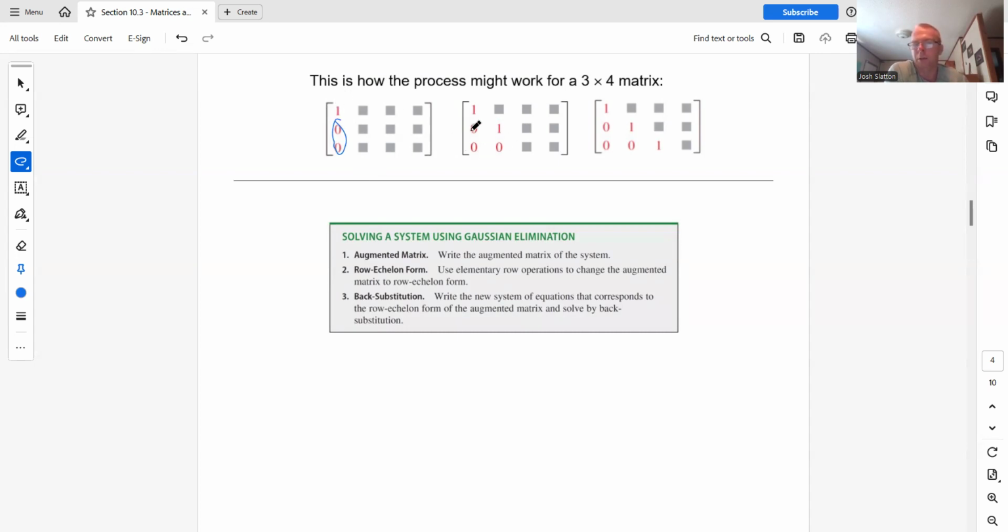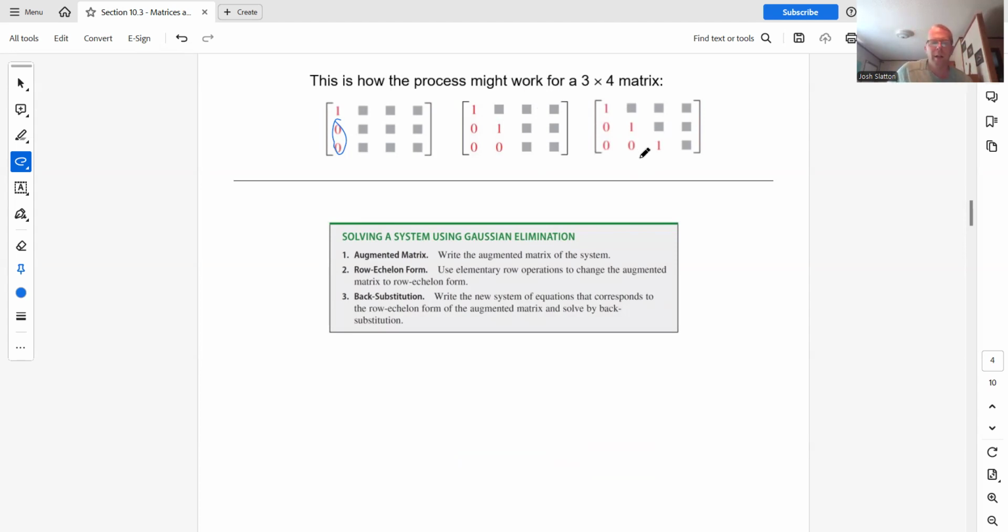Then after you get these two to be 0, you want to work on the second column and get that one to be 0. And then after that, you want to get that leading entry to be a 1. You divide that row by whatever number would be here, and that gives you a 1 in that leading entry. So then you're in row echelon form, and then it's fairly easy to back substitute to solve the equation.